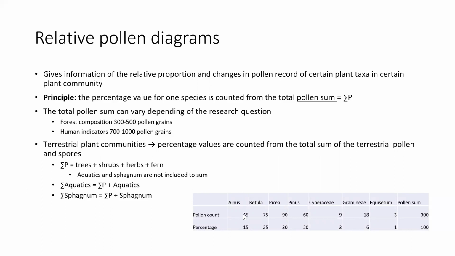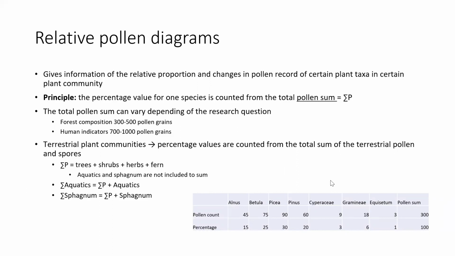Like for example here, I've done this example. Here we have trees and some herbs and spores, and altogether the sum of the counted pollen is 300 pollen grains. And then from this 300, you count the percentage of each taxa. For example, 45 Alnus grains means that from this slice, if it's only this taxa, the relative proportion of Alnus of the vegetation composition is 15%, and so on. So this is how it's done.